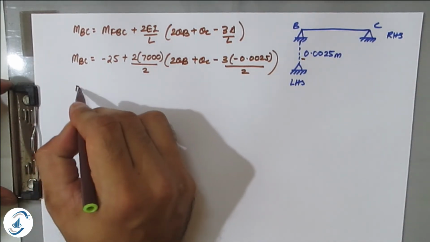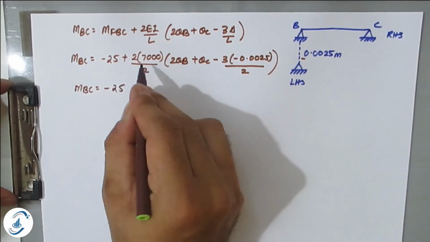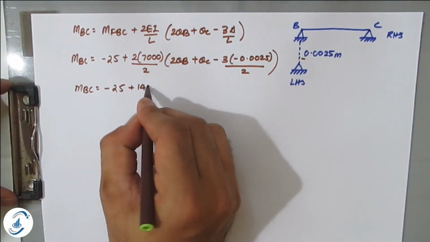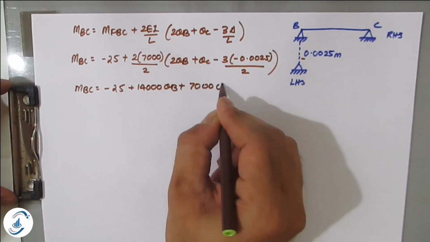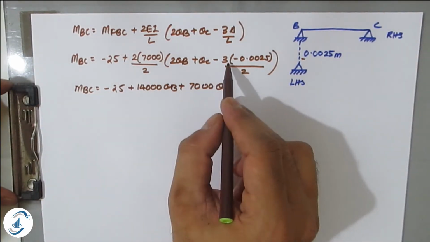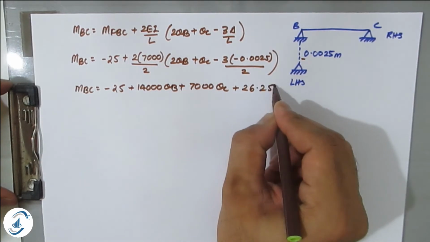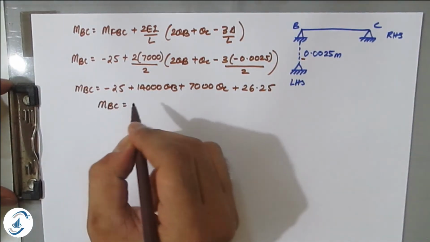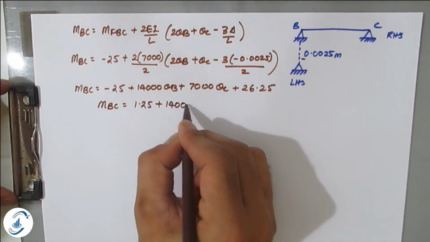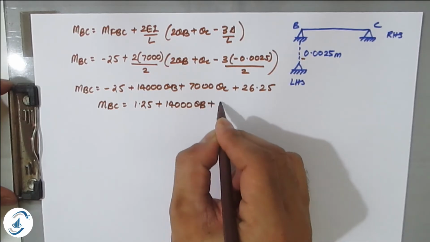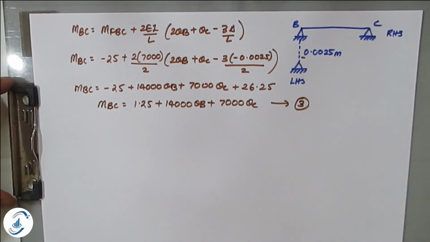So once you simplify, this will remain minus 25. So this into this, you will get 14,000 theta B plus 7,000 theta C. This minus into minus is plus, so this will be plus 26.25. So MBC, if you simplify, you will get 1.25 plus 14,000 theta B plus 7,000 theta C. So this will be your equation number 3.